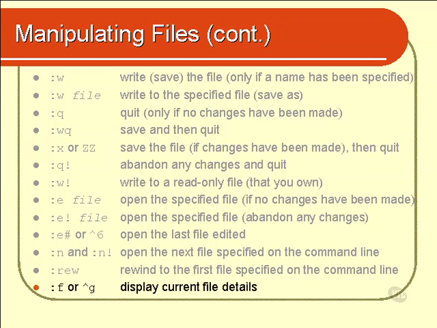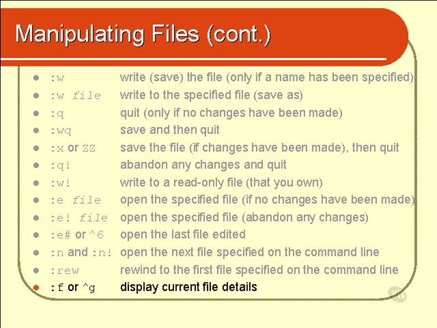Notice that on the slide in front of you, Control-G is specified as a little up hat symbol, or caret symbol, to represent a control character, and that's very common notation used in Unix. So that little symbol followed by the G, you can read that as being control G. Anyway, those two key combinations display the current file details.